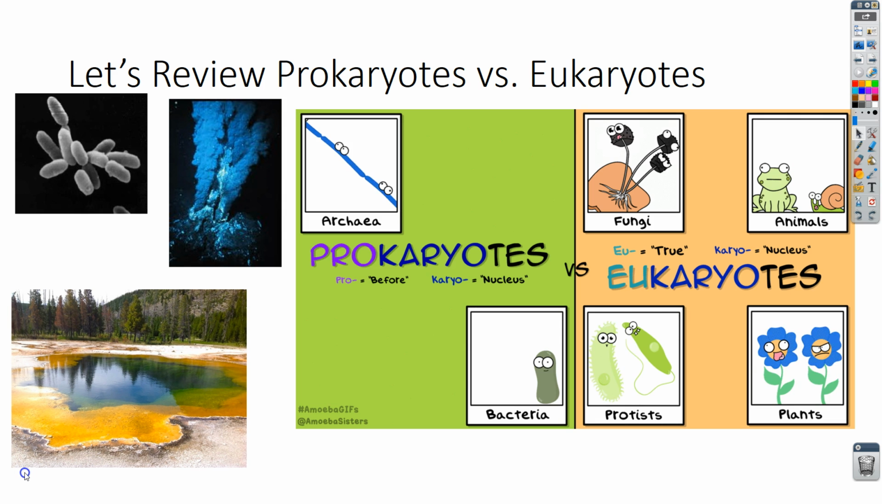So the first thing we're going to do is let's just review the prokaryotes versus the eukaryotes. And the word prokaryote, remember, means before. So here, pro means before, karyo means nucleus. So these are organisms that don't have a nucleus. And then we've got eukaryotes, where eu means true, karyo means nucleus. So there's a true nucleus. So these organisms do have a nucleus.